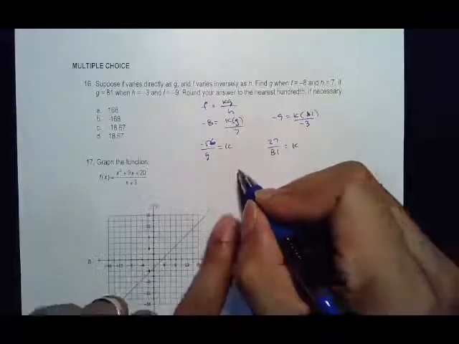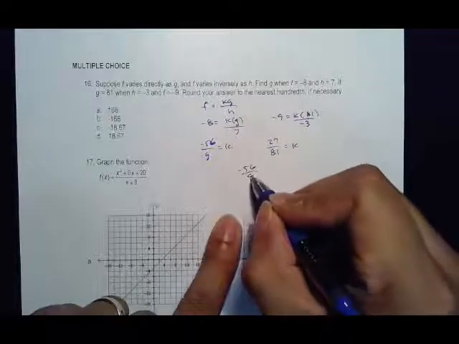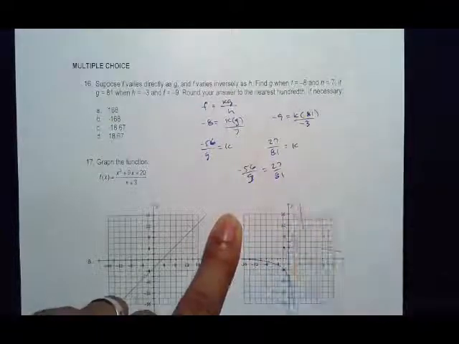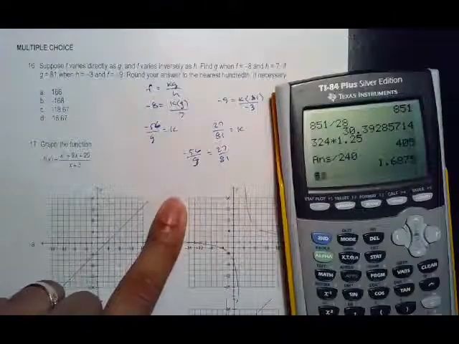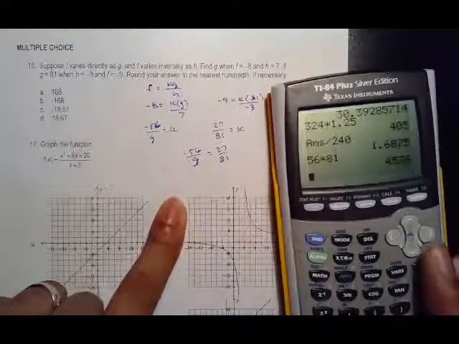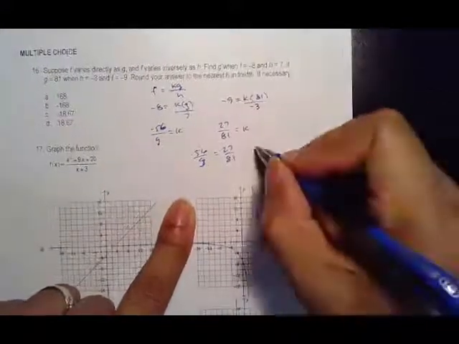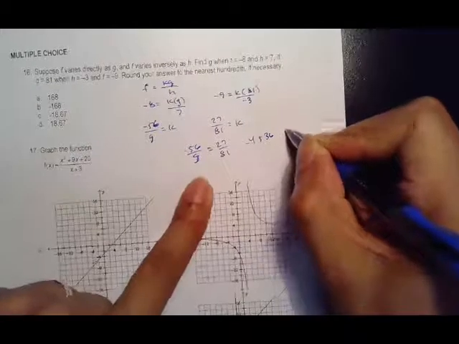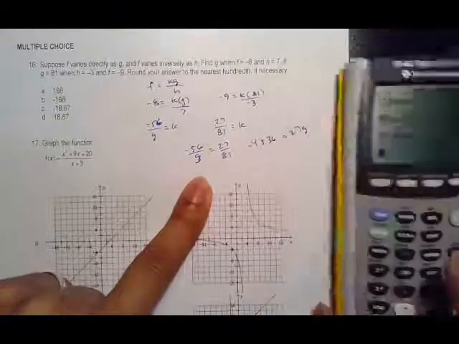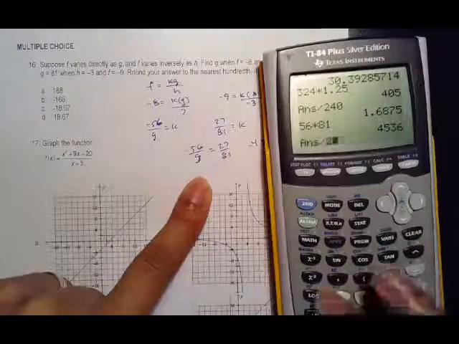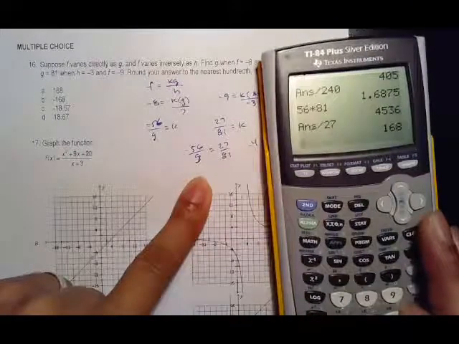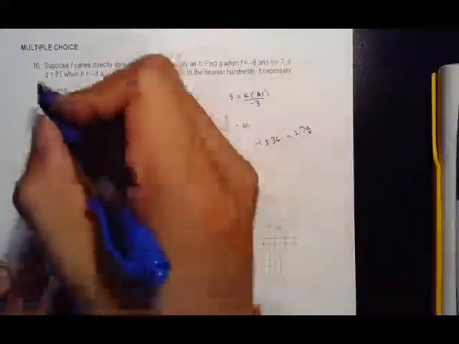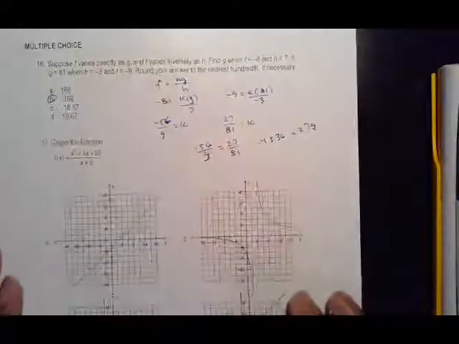That means that these two things are proportional, which means we do 56 times 81, which is -4536 equals 27g, and then we divide that by 27, and we get -168. Again, it should be negative because one of these is negative, which is B.